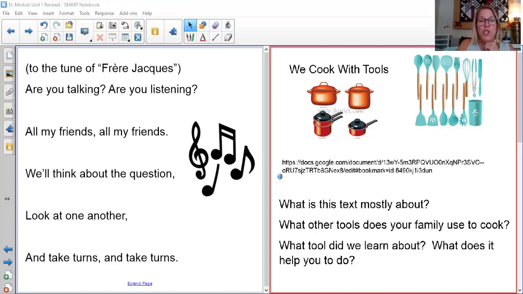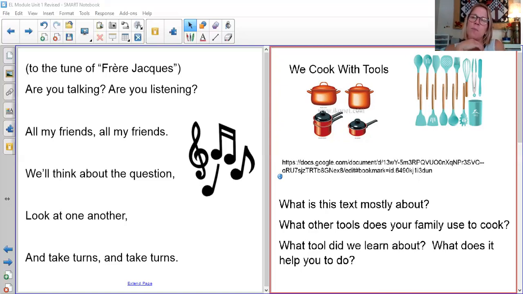Another tool cooks use is a whisk. I just happen to have my whisk right here. A whisk helps mix food together. So I'll have my bowl and I'll be mixing my food for those pancakes or those chocolate chip muffins that I like to make. A spoon is also a good tool for mixing or stirring food. It can also be used to taste or eat your food.